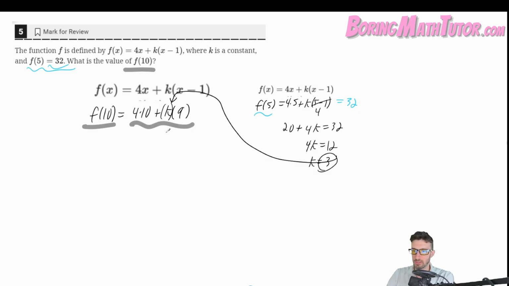So now that I know k is 3, I just do 3 times 9, which is 27, plus 4 times 10, which is 40, and that is 67.